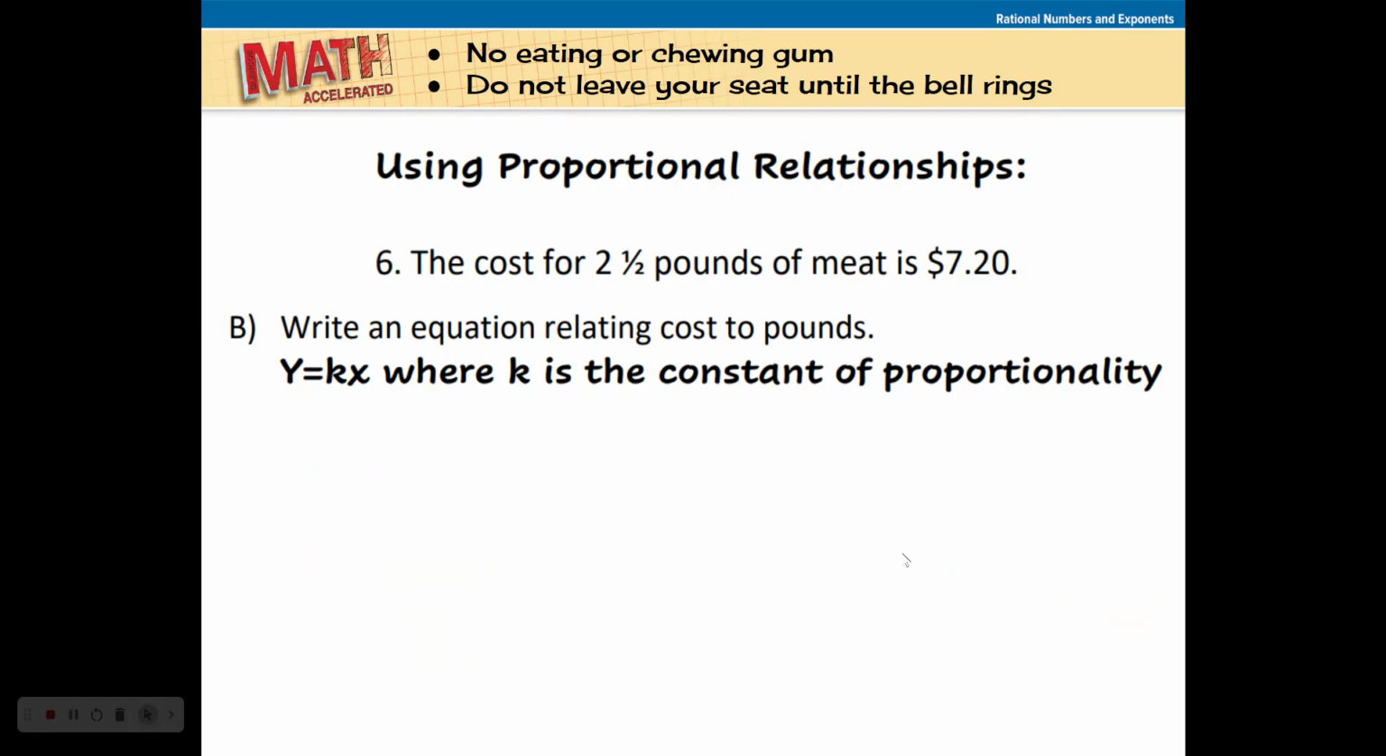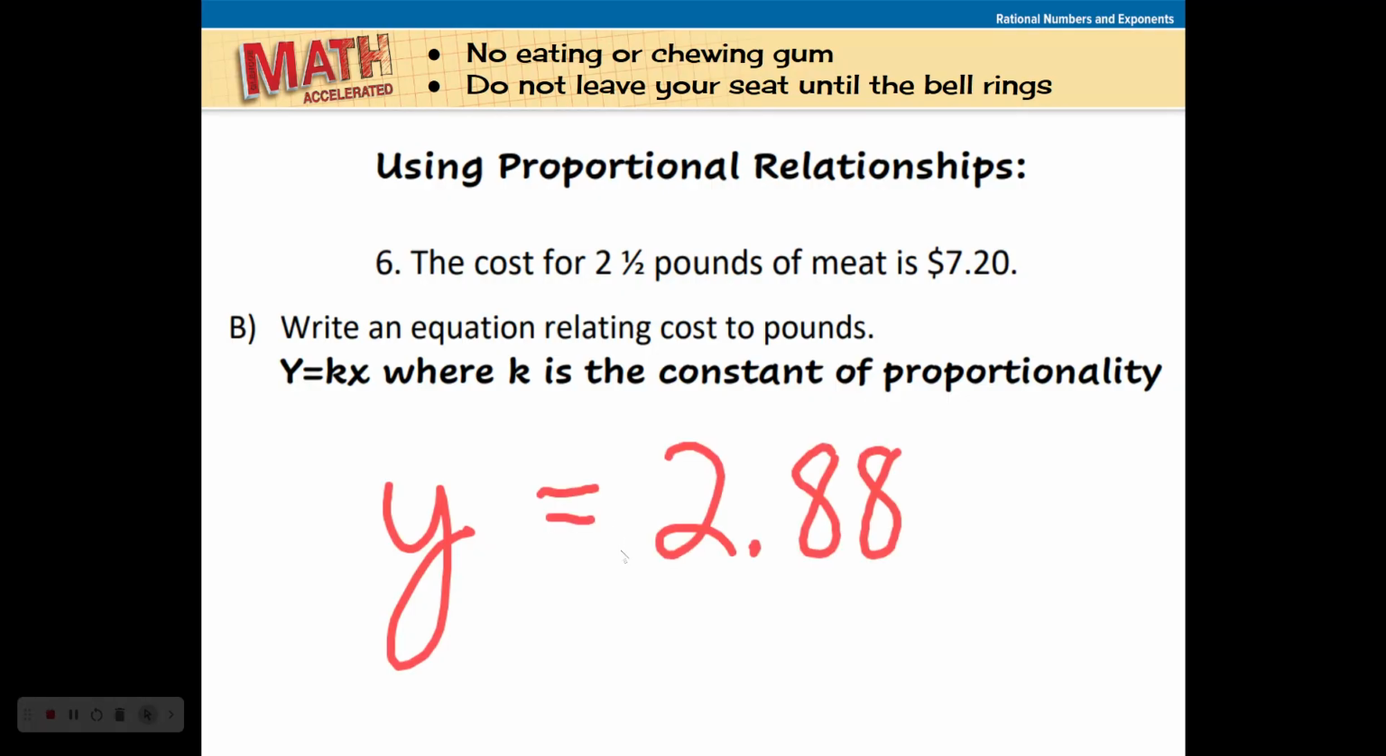Letter B, write an equation relating cost to pounds. And they kind of tell you how to write it. Y equals K times X, where K is that COP. So Y equals the COP 2.88 times X. There is your equation where you can plug in any number of pounds for X and get out of that how much you pay.